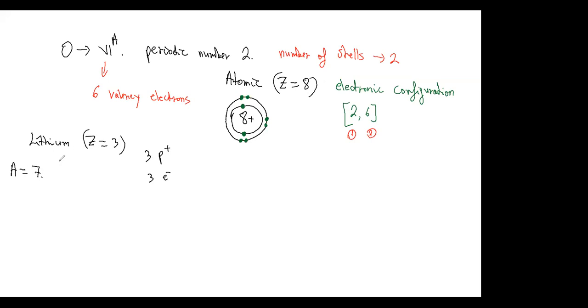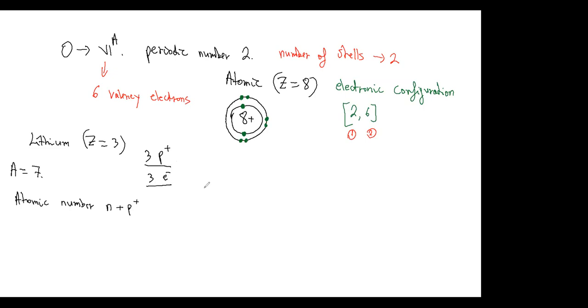What does it mean? How can we find the number of neutrons? The atomic mass can be found by neutrons plus protons in the nucleus, because in some elements the number of protons is different from the number of neutrons in the nucleus. So for lithium, we have 3 protons and 3 electrons, but the atomic mass is 7.